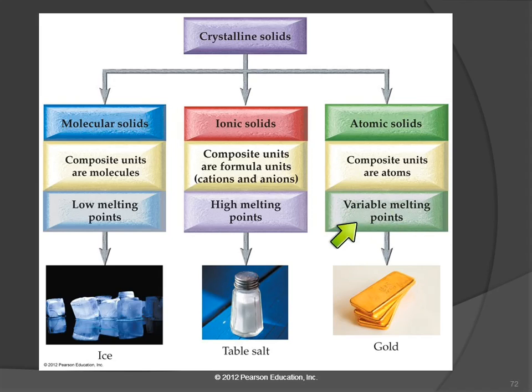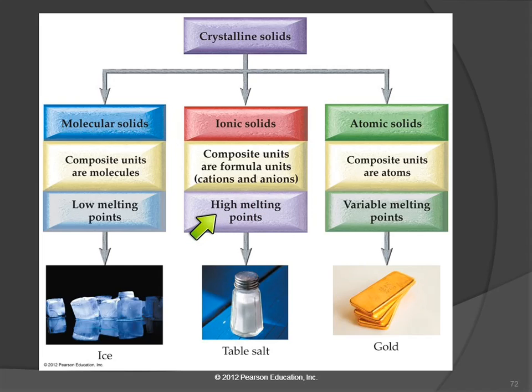These guys are going to have variable melting points. Some atomic solids have high melting points, some have low melting points. Then we have ionic solids. Guess what they're composed of? Ions. So the composite units of an ionic solid, we call them formula units because it's kind of silly to talk about a molecule of an ionic compound. But they're cations and anions. They're ions. Ionic solids generally have very high melting points.